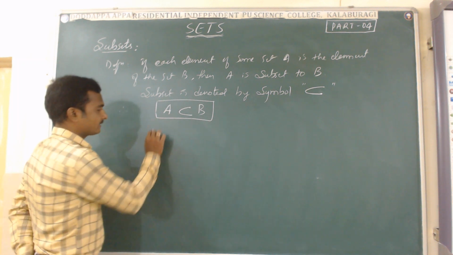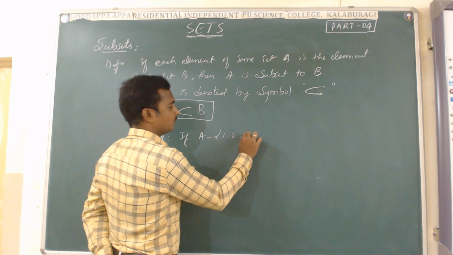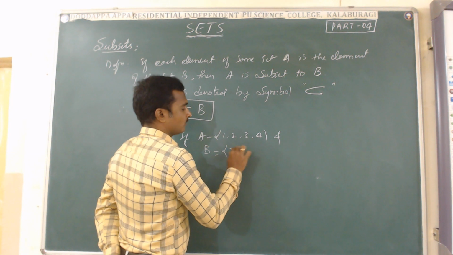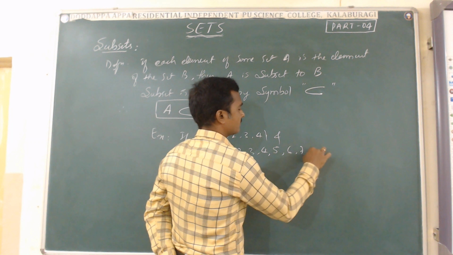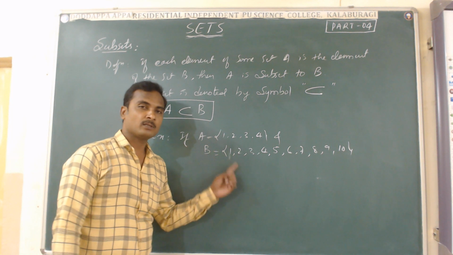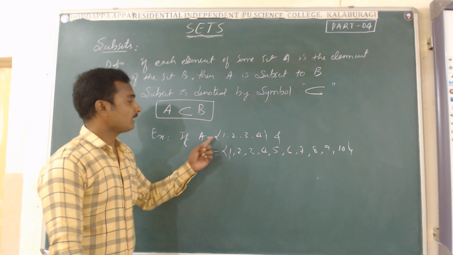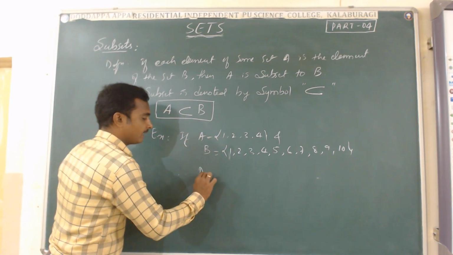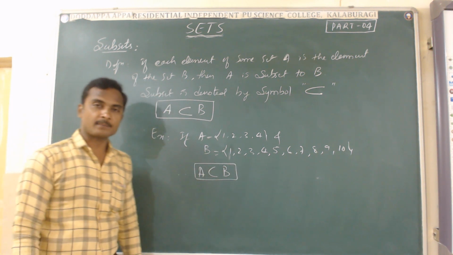For example, if A equals {1, 2, 3, 4} and the set B equals {1, 2, 3, 4, 5, 6, 7, 8, 9, 10}, we observe here that every element of the set A is an element of the set B. You can see all elements of the set A are present in the set B. In this case, the set A is a subset of the set B.